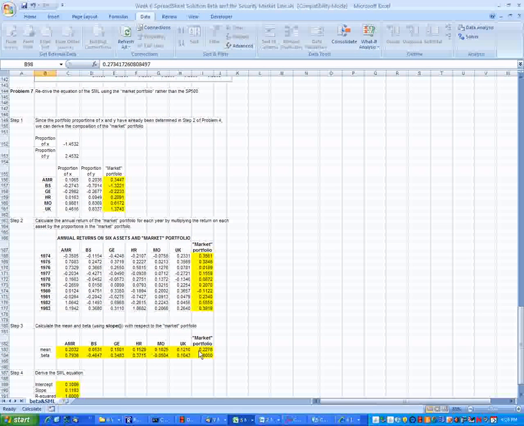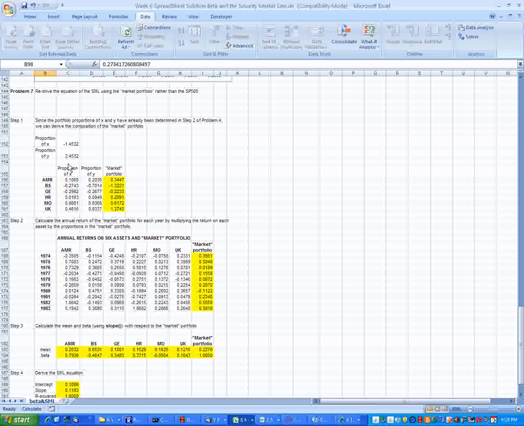Welcome to the Week 6 Spreadsheet Beta and the Security Market Line, Problem 7. In this problem, we use the previous 6 problems, and now we rederive the equation of the security market line using the real market portfolio we found in problems 5 and 6 instead of using the S&P 500. How do we do it?